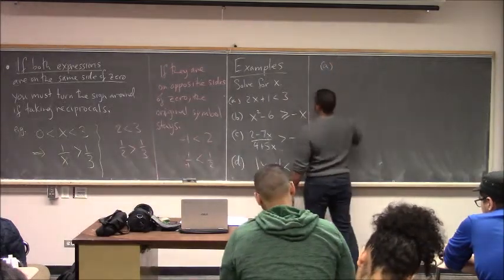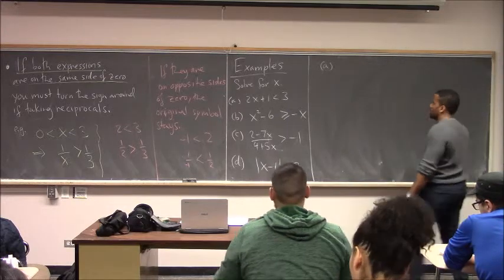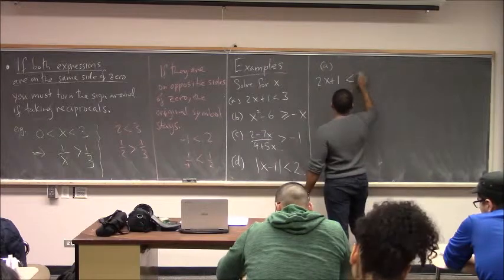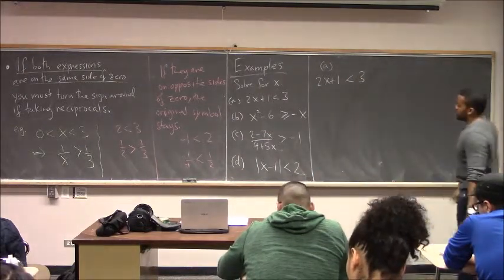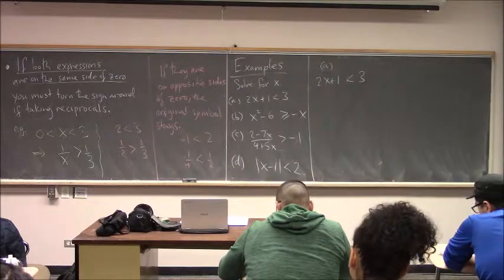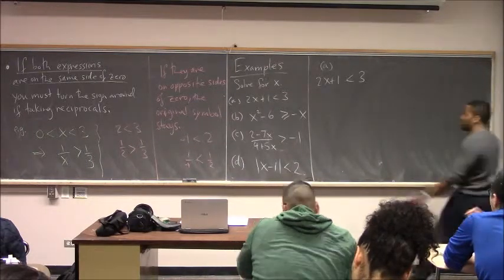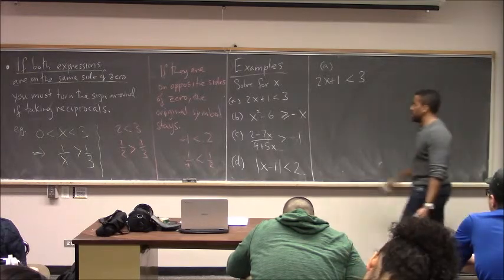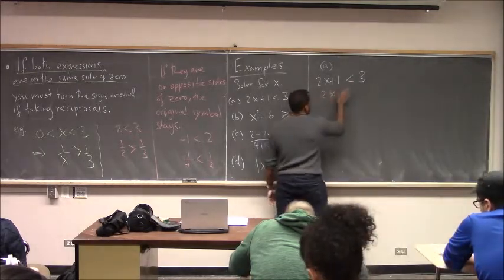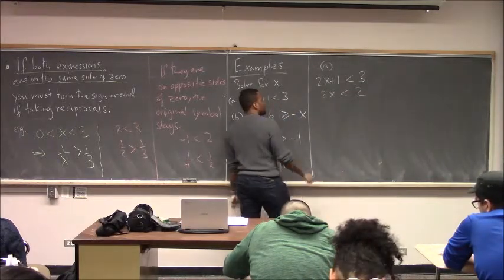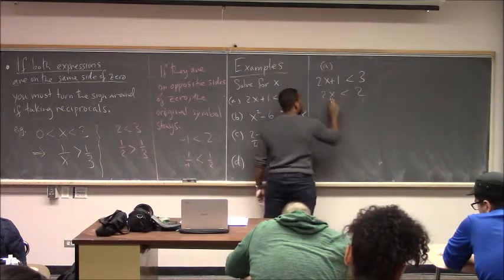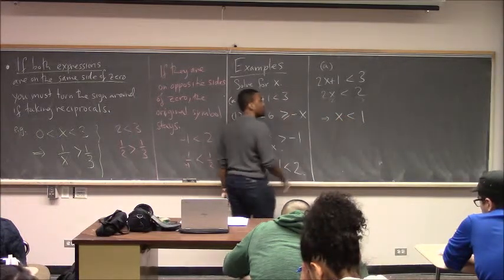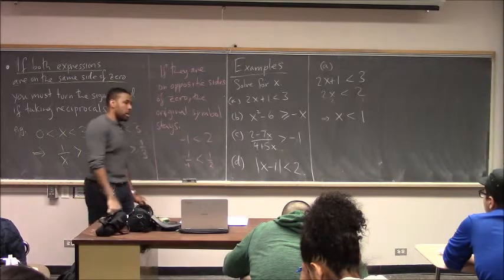A. So here we have 2x plus 1 is less than 3. What you can do is pretend it was an equation. It would be a linear equation where you want to isolate the x. You're going to do the same thing here. Subtract 1 from both sides, then divide both sides by 2. And then switch? And so that would be x less than 1. We do not switch because 2 is a positive number. We divide by a positive number.